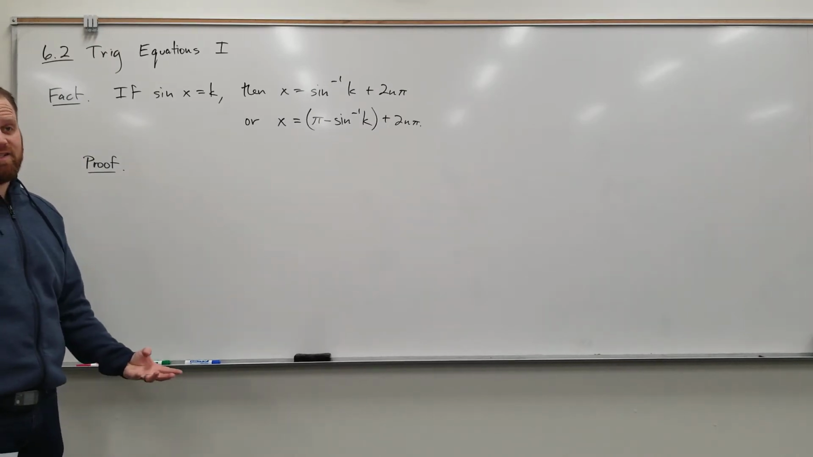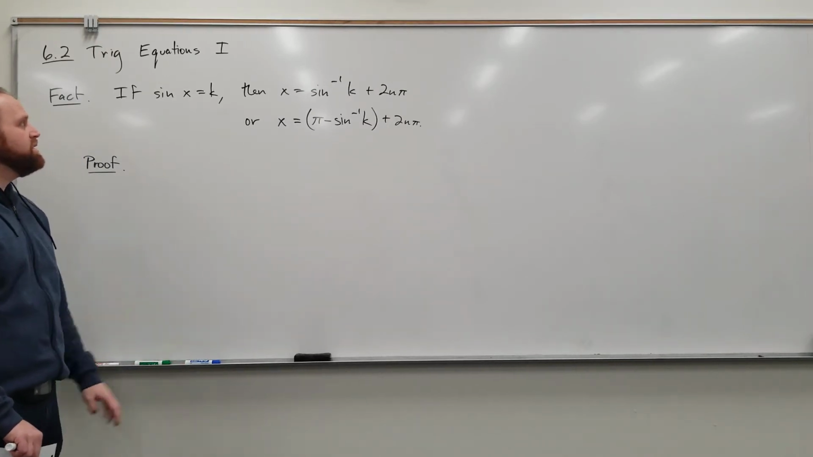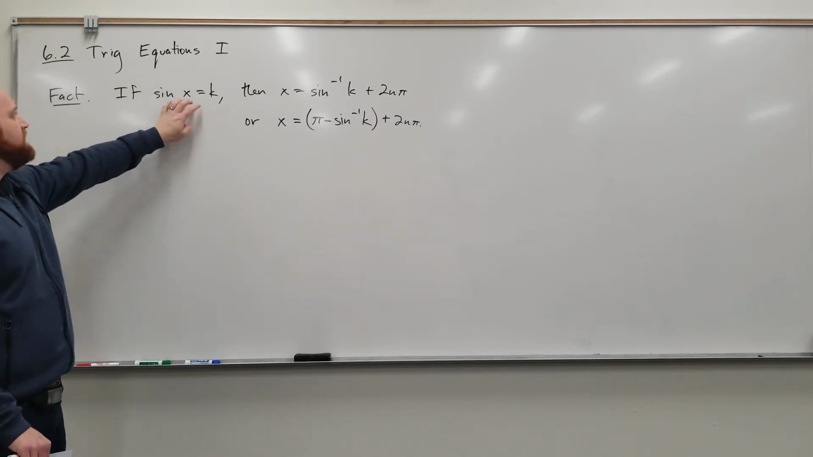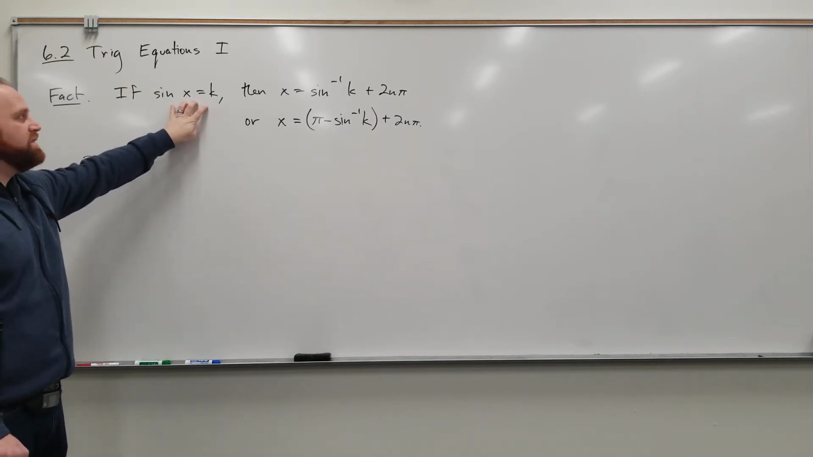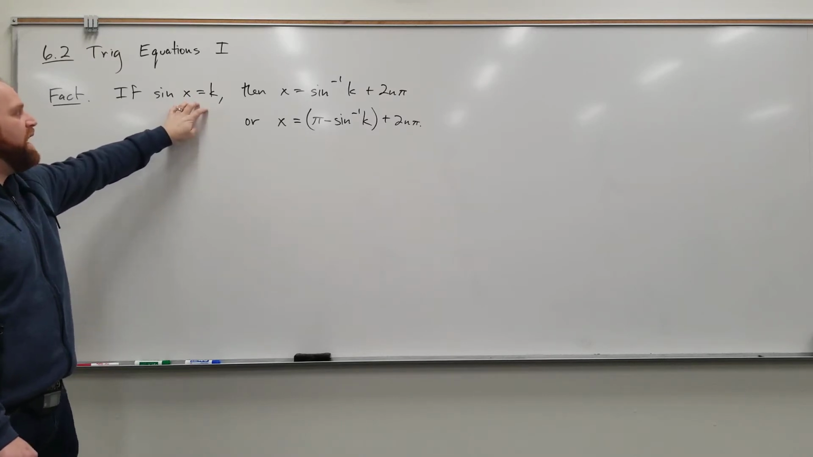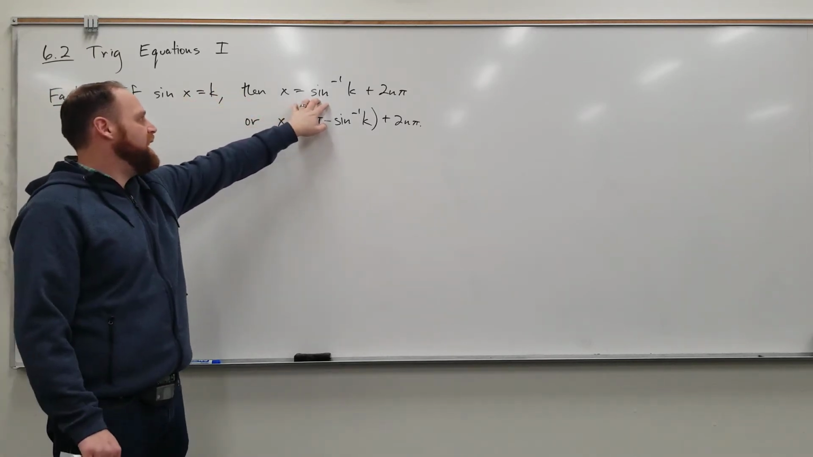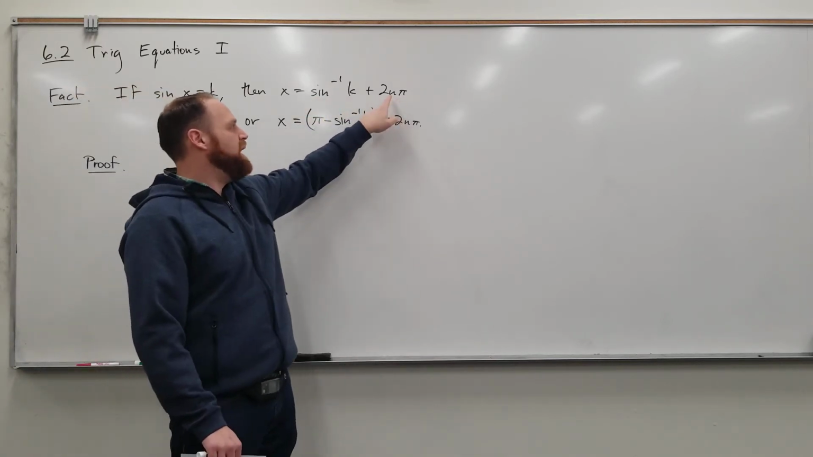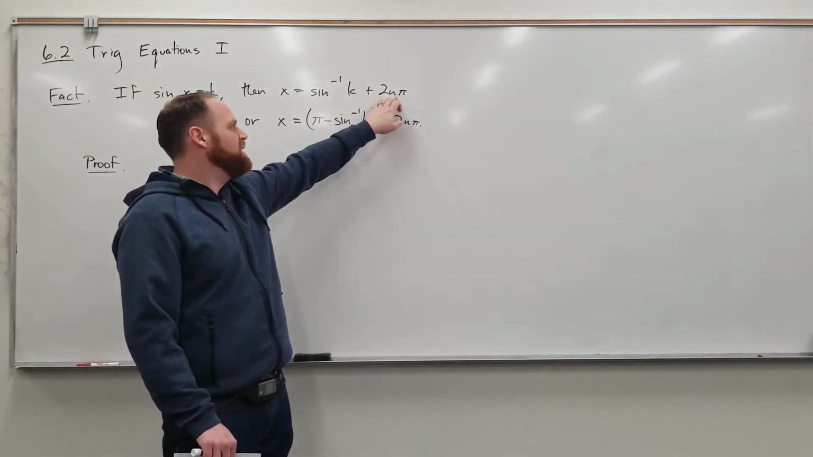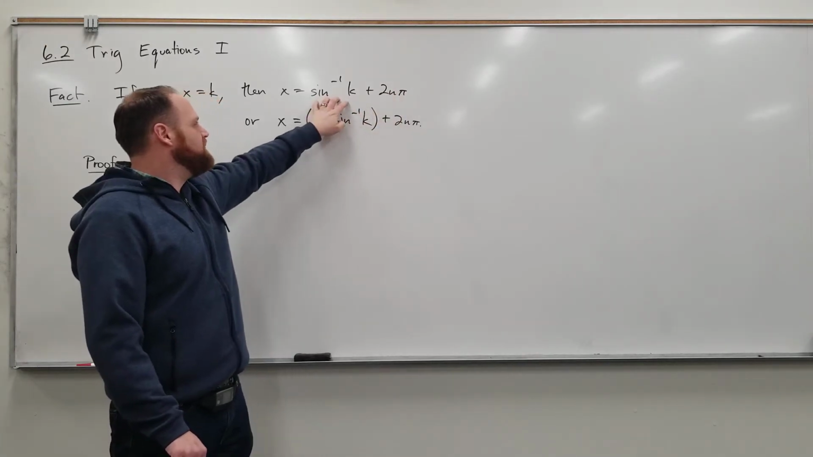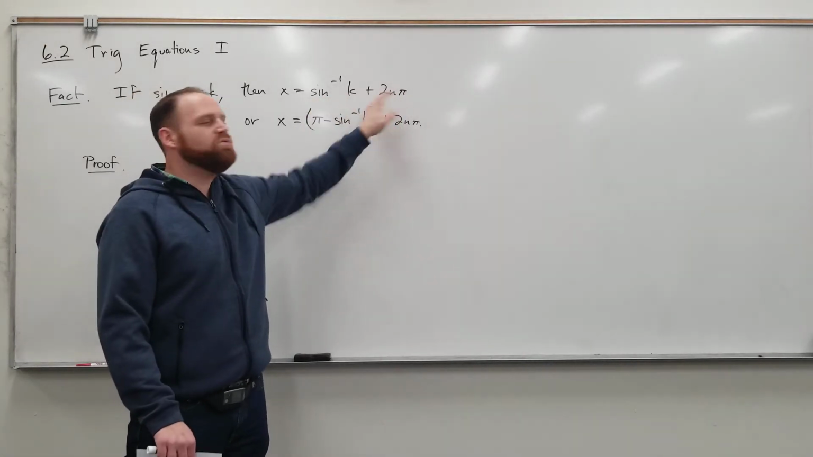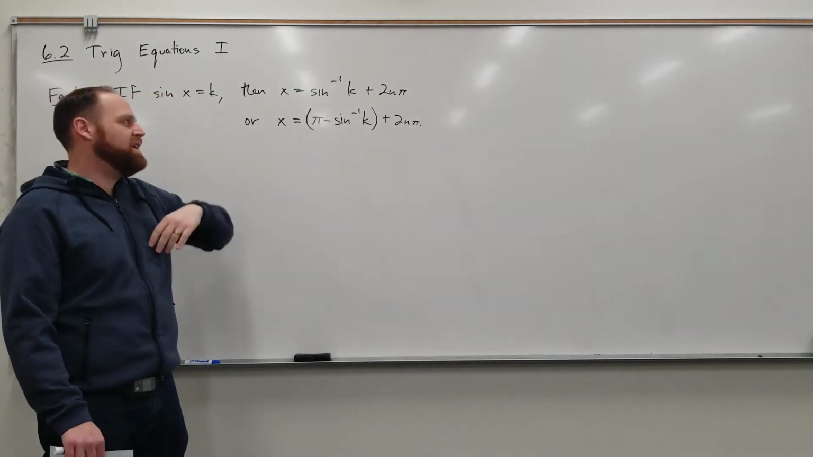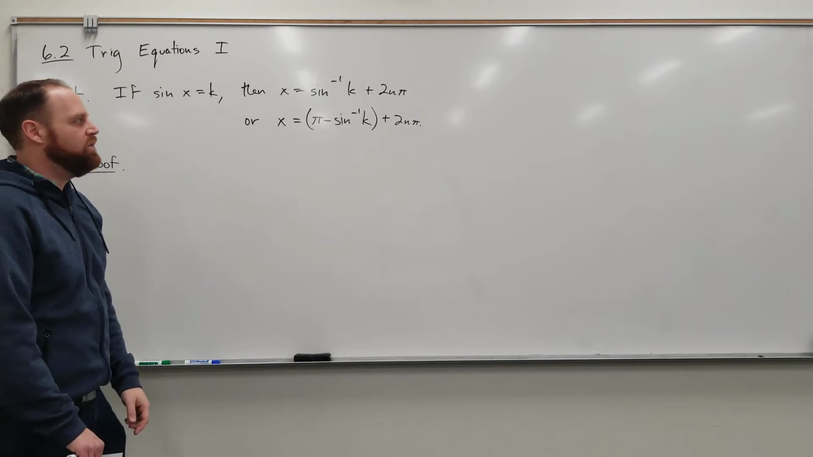But here's how I like to solve trig equations, okay? So looking at the sine function, if sine x equals k, then in order to solve that, you can take the inverse of both sides and get x equals sine inverse of k, and then plus 2n pi, where n is an integer, because if this is a solution, you're going to have a solution every 2 pi units after that, or every 2 pi units before that, right? Because sine is periodic with period 2 pi.